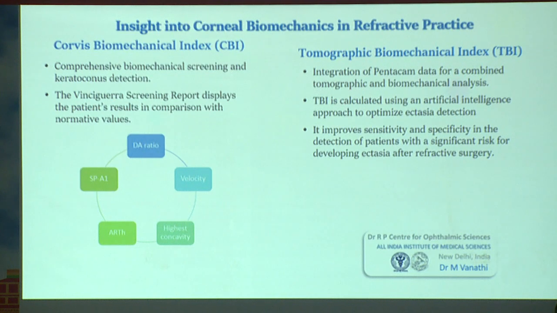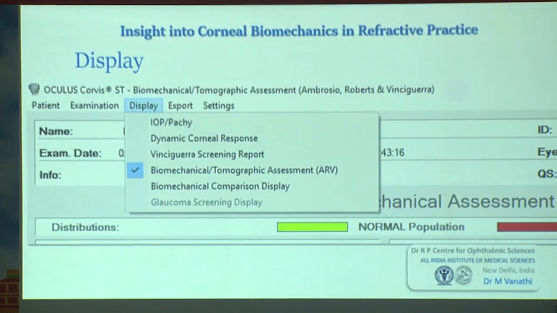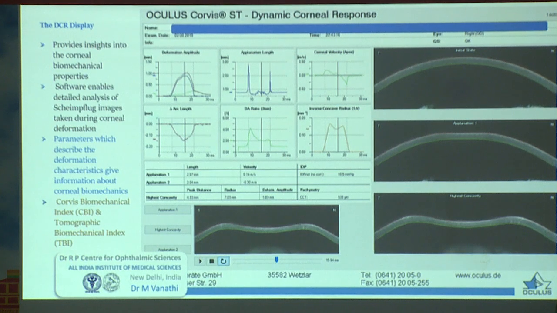at those corneas which are going to be susceptible to a post-LASIK ectasia if you're going to continue a surgery on these. This does give you what is known as the Corvis biomechanical index and the tomographic biomechanical index here. The tomography incorporated into the biomechanical assessment is the Corvis biomechanical index, which helps you to pick up those subtle corneas which might be predisposed to post-LASIK ectasias here. So when we look at, we have the deformation amplitude, the applanation length, the corneal velocities, the arc lengths, the deformation ratios, and the inverse radius here.